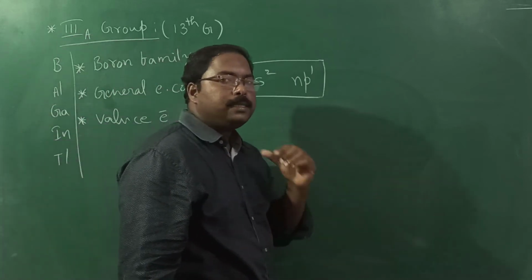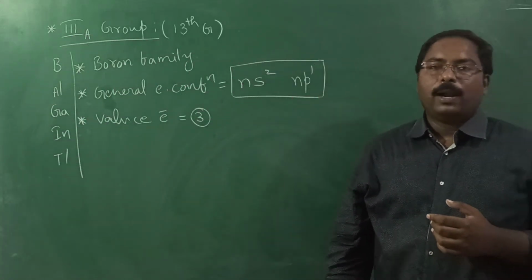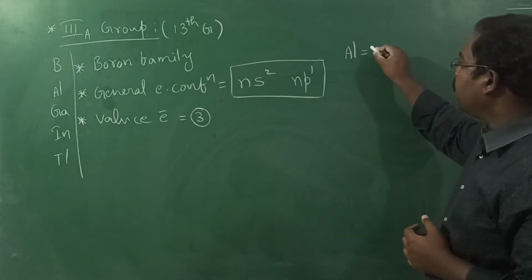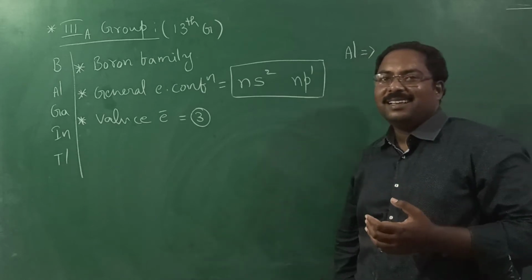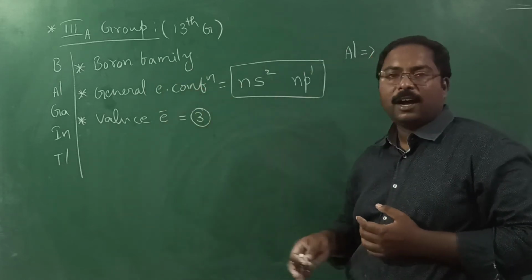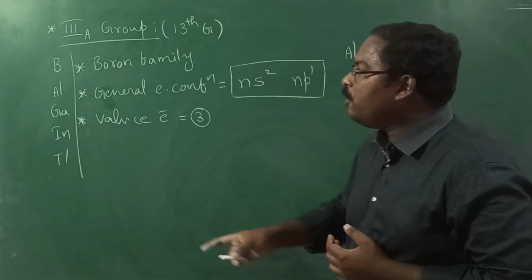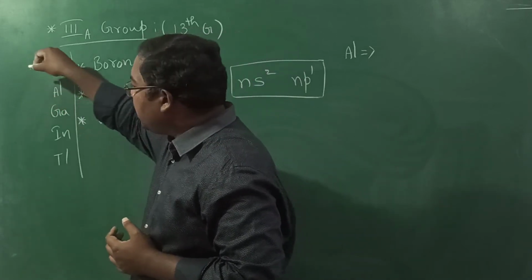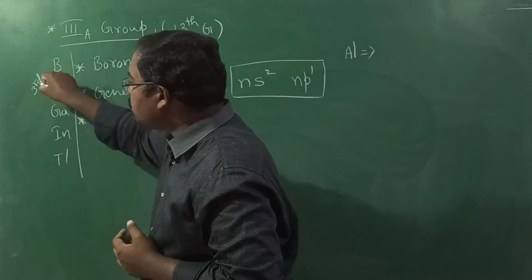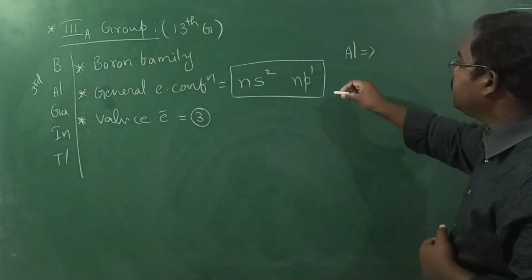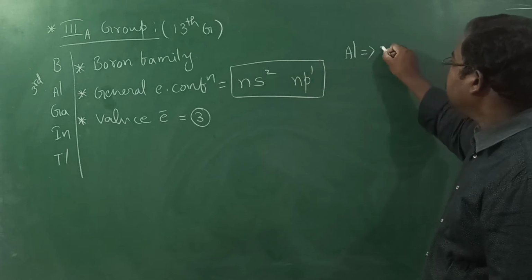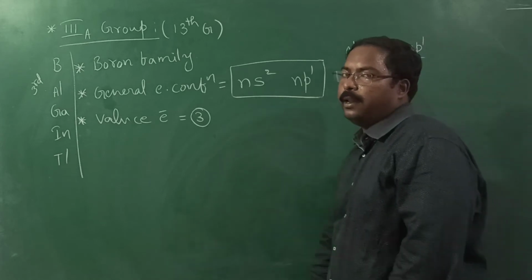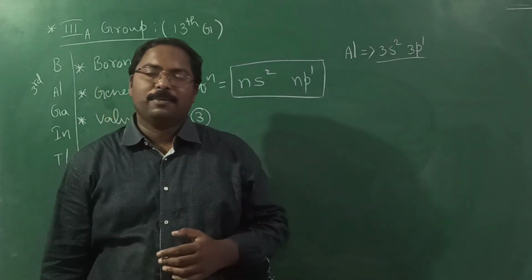For example, tell me the general valence shell electronic configuration of aluminium. Don't turn the pages. Just use this order to tell me. The first element of the group belongs to the second period. Now aluminium belongs to the third period. Third period means n value is 3. So its electronic configuration is 3s2 3p1. If not, you can check from the notes.